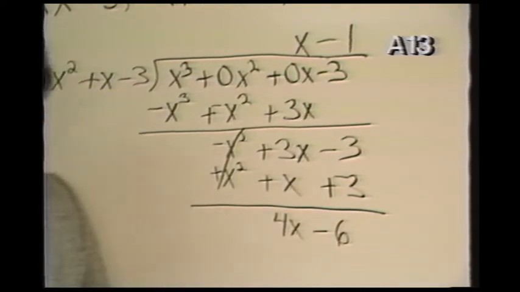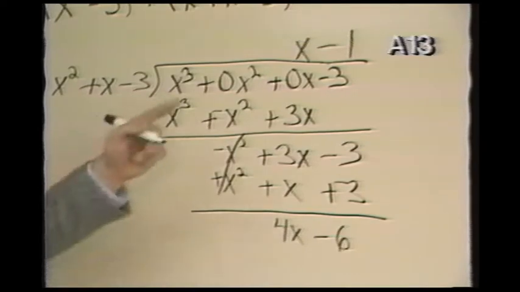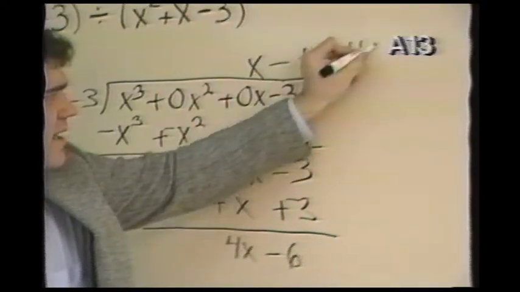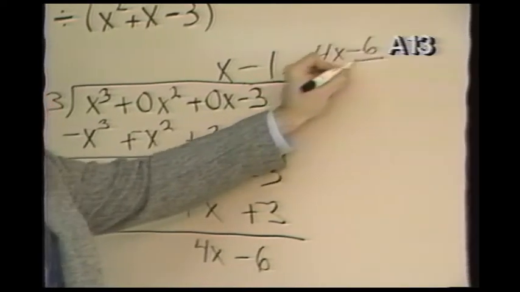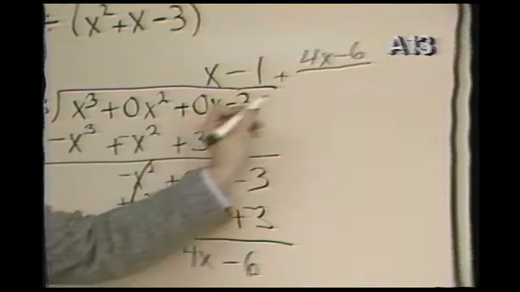So our answer is x minus 1 with a remainder of 4x minus 6, or x minus 1 plus 4x minus 6 over this expression here, x squared plus x minus 3.